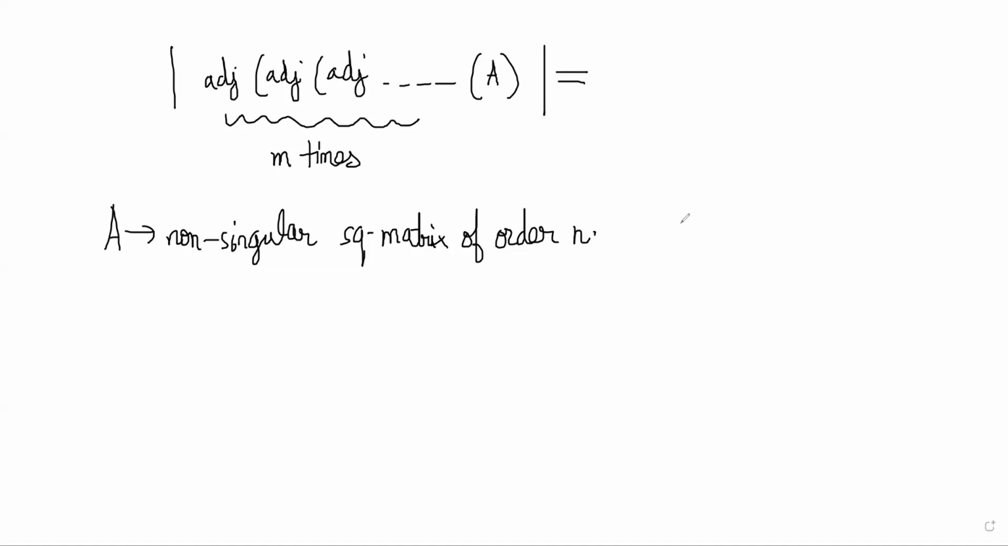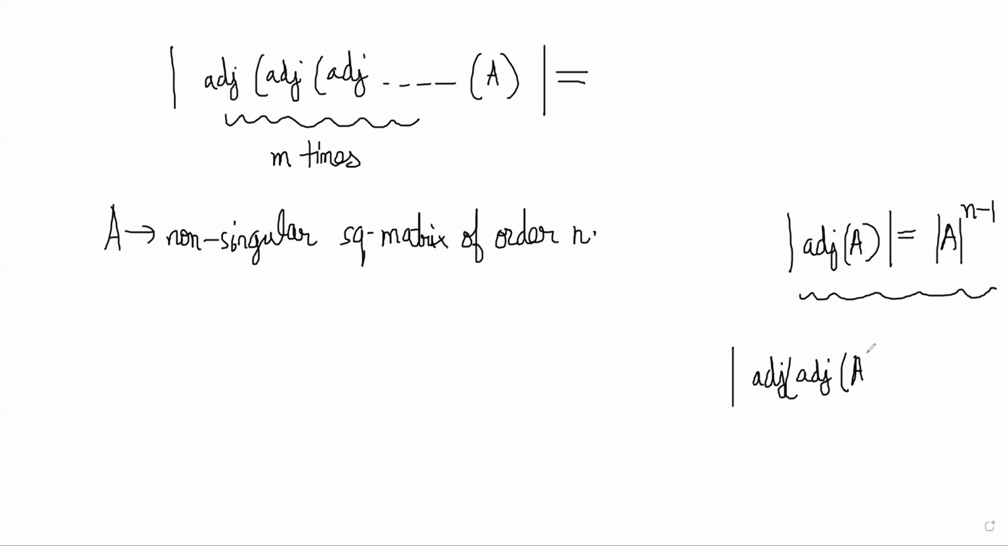Adjoint of adjoint. So far, what we have seen is det of adjoint of A. First we need to get the result for det of adjoint of A, and then we can do it m times. We already know what det of adjoint of A is. That's basically the same method. We know that the value of det of adjoint of A is det A to the power n minus 1 whole square.